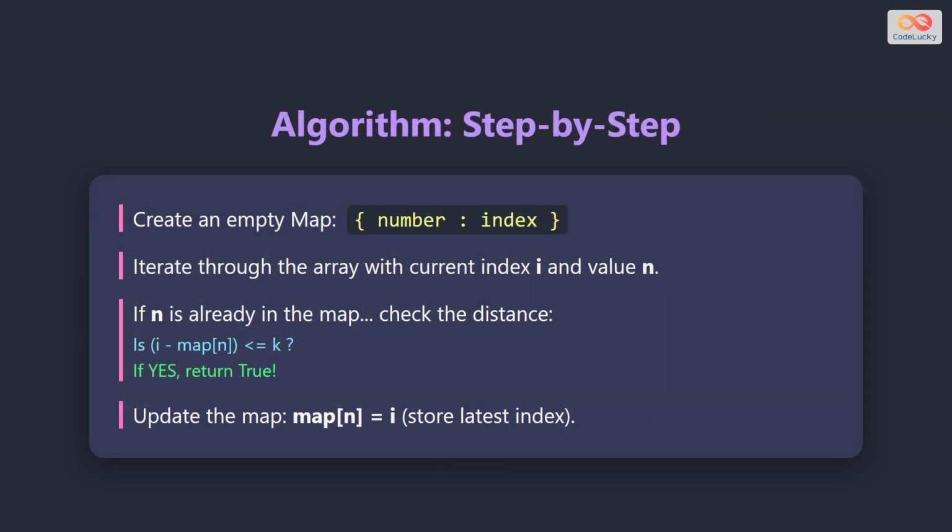Here is the step-by-step algorithm. First, create an empty map to store numbers and their indices. Then, iterate through the array. For each number, check if it is already in the map. If it is, check if the current index minus the stored index is less than or equal to k. If yes, we found our answer. If not, simply update the map with the new index.